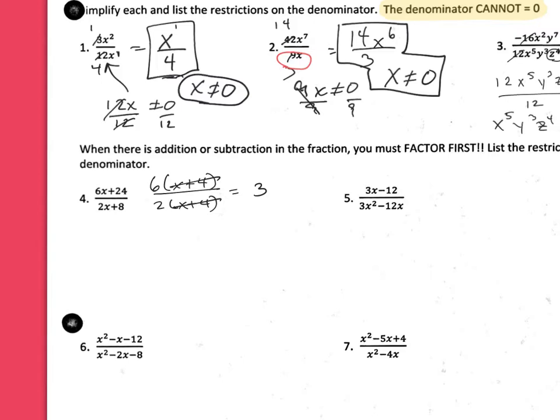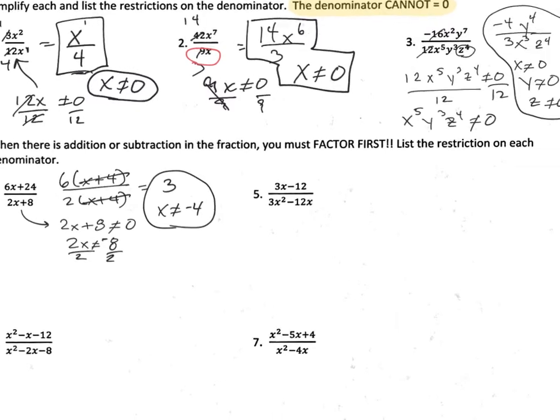But don't forget, 2x plus 8 is not allowed to equal 0. So 2x is not allowed to equal negative 8. And then x is not allowed to equal negative 4. And you might be thinking, hey, the answer's 3. X already doesn't equal 4. You gotta say it anyway.